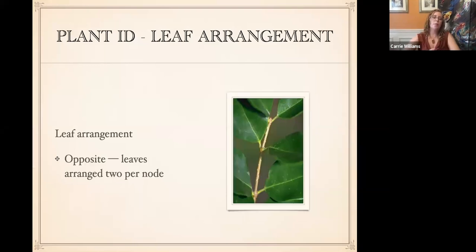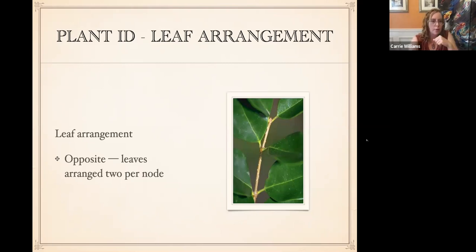Here is opposite. Opposite leaf arrangement is leaves that are arranged 2 per node. Once again, it kind of stays within the family. So all osmanthus, so tea olives and olives, are going to have 2 leaves per node. All hydrangeas are going to be opposite. All maples are going to be opposite. So kind of knowing or being familiar with the family of plants and whether that entire family has opposite or alternate is also going to help you to narrow down what is this plant that you're looking at.